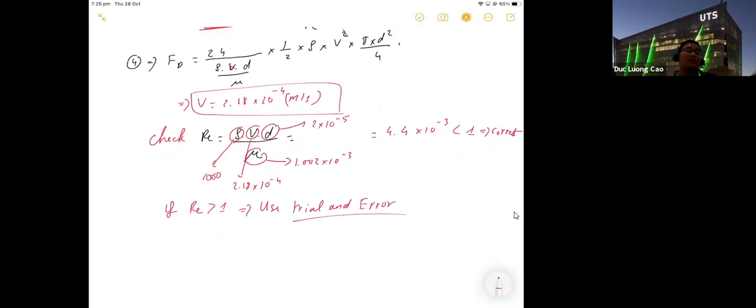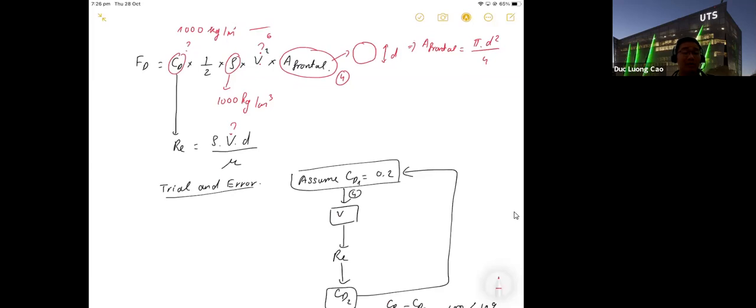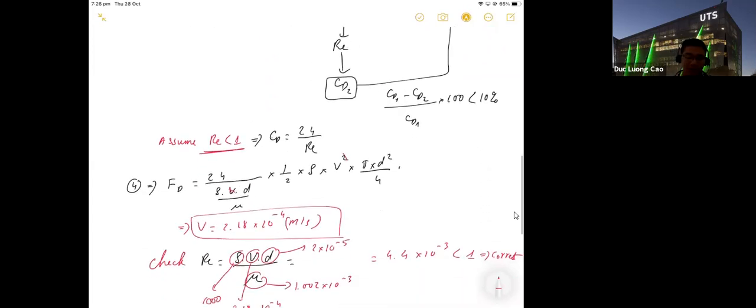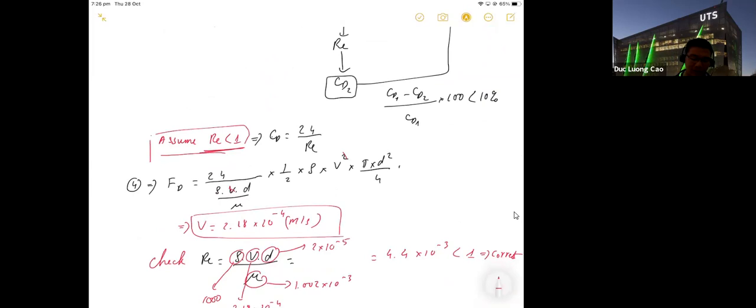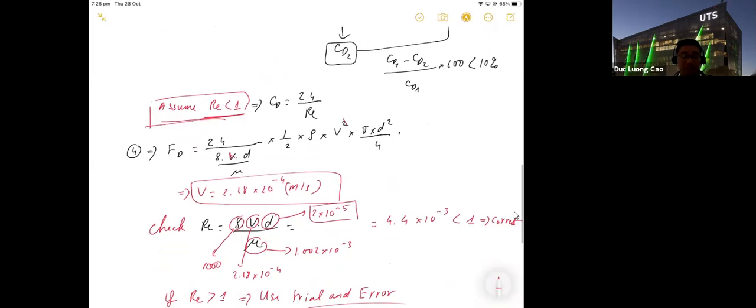You have to use the trial and error method, because as you see here, the Reynolds number depends on velocity, and you can't find velocity without CD, and can't find CD without velocity. The trial and error method is the best way. Just in this question, you assume the Reynolds number is smaller than 1 because the diameter of the particle is very, very small, 2 times 10 minus 5. So maybe the Reynolds number is smaller than 1.